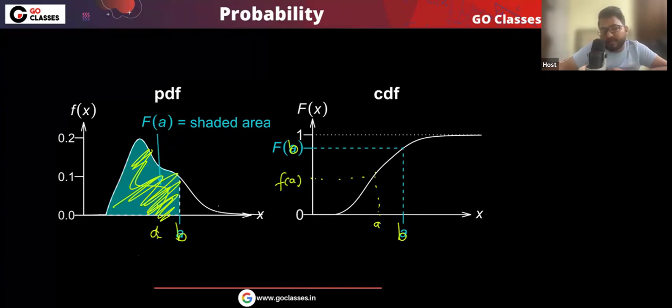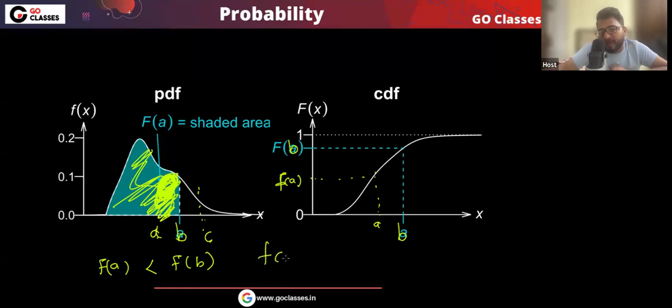Tell me, is F of a greater or F of b greater? Which one is greater? Obviously F of b, right? Why? Because in this F of b, you have more area. This is the more area that you are covering, isn't it? So let's suppose you calculate F of c. Tell me, between F of a, F of b and F of c, which one is the highest? F of c is the highest, right?